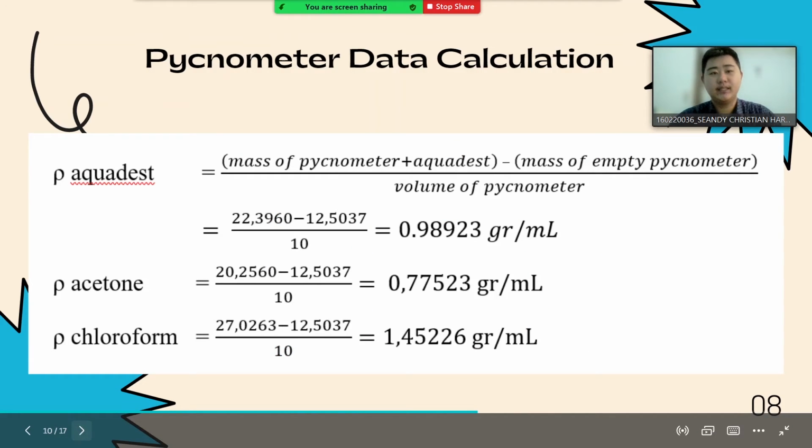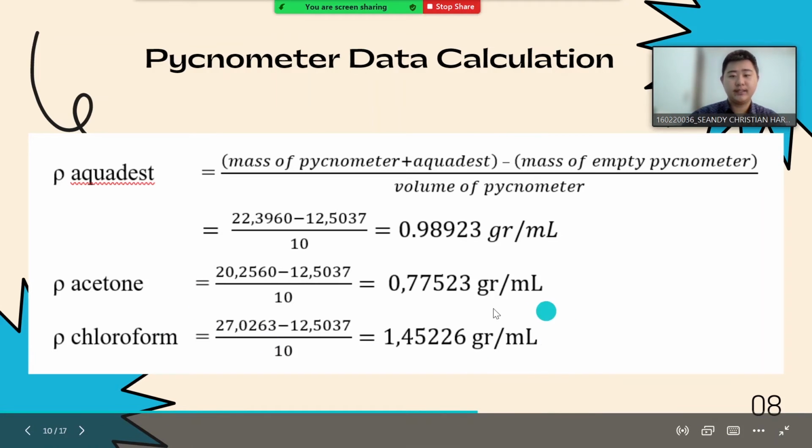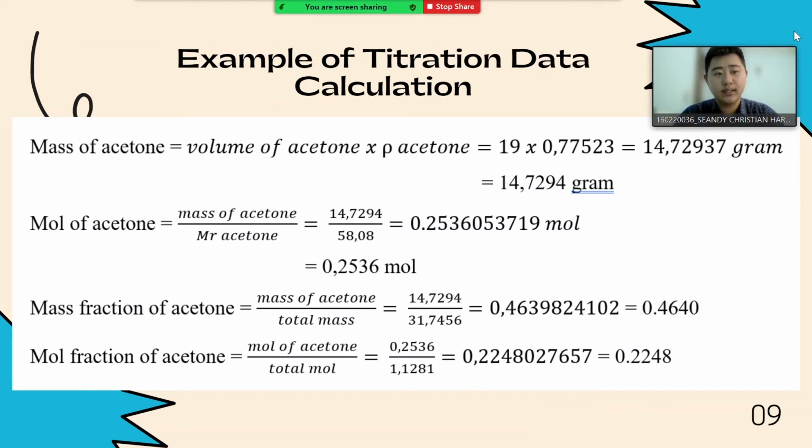So here is the data calculation of the pycnometer. We can find the density of aqueous, acetone, and chloroform. Here is the number. And this is the example of titration data calculation. So basically, we are trying to find the mass fraction and mole fraction of acetone or water that is used to titrate.